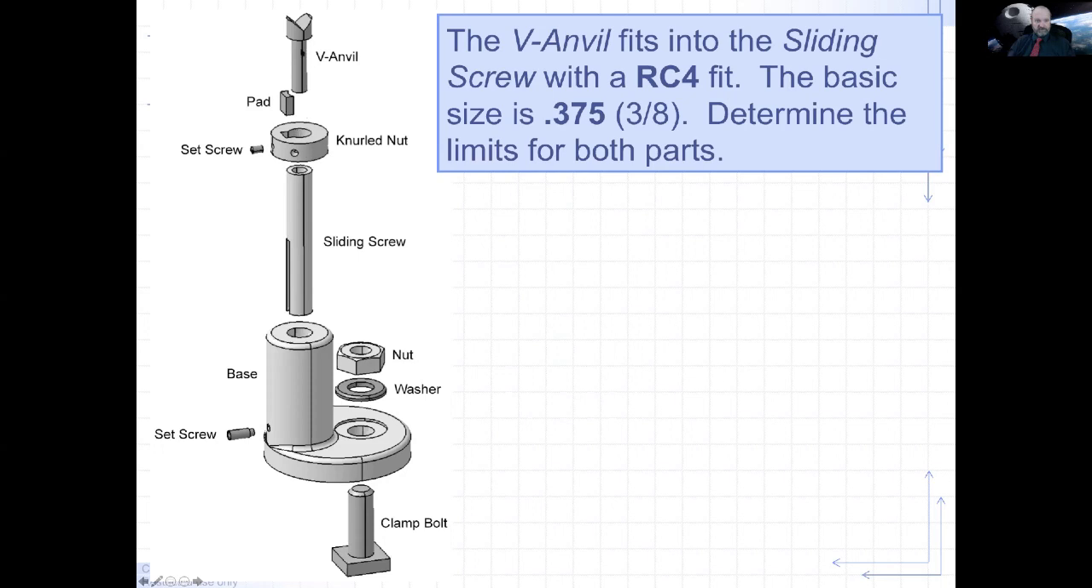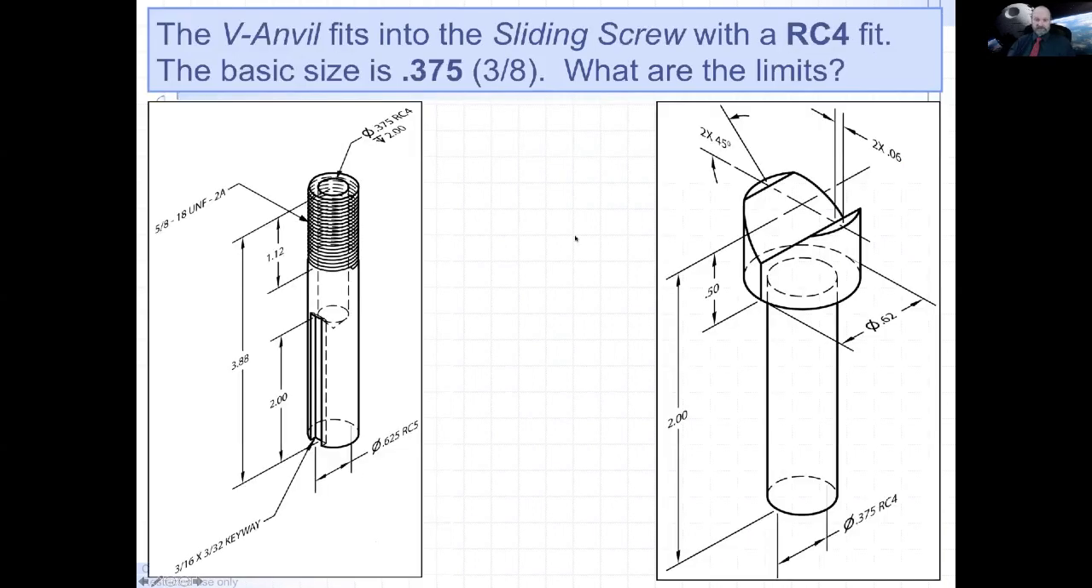So there's the hole. It's got to slide through there. This is a 0.375 inch, 3/8 inch. Okay, that's the basic size for the shaft and the hole. And then now we have to figure out what the limits are. So we go to our tables and we look it up.